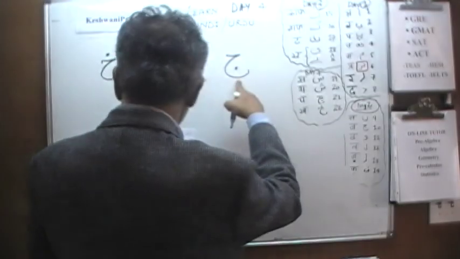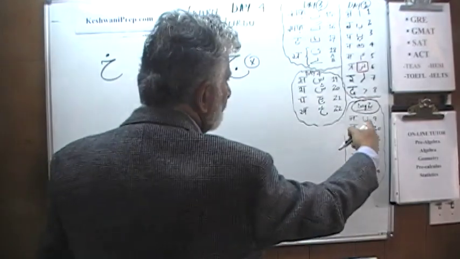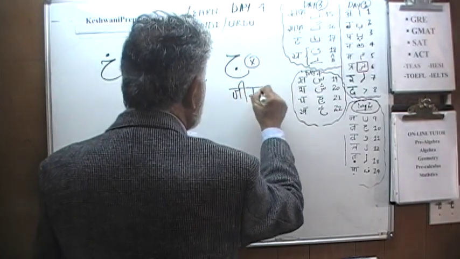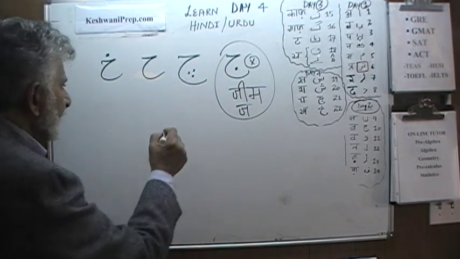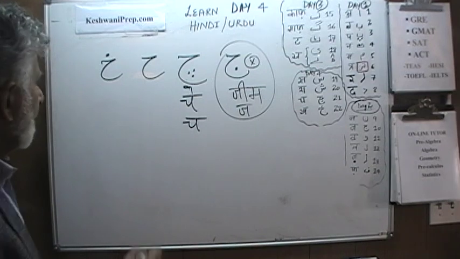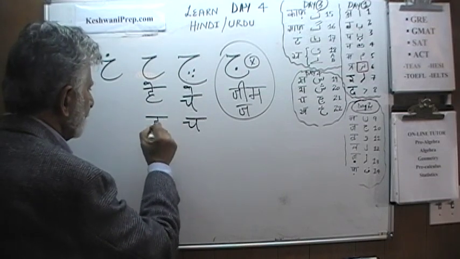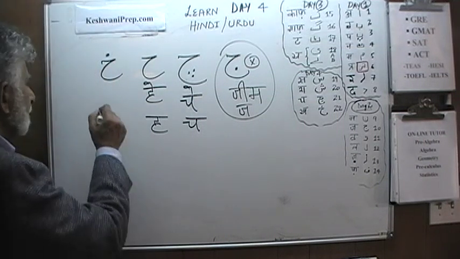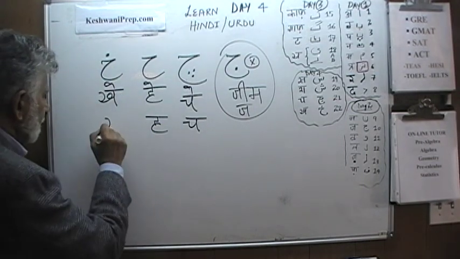Jim we have already learned on day number 2. This is called Jim, and this is your letter J. So we're not going to worry about it. The next one is called Che, and that's your letter Ch. This one is called He, and that's your letter H. And this one, I believe we learned it, maybe not. I know we used it before. This is called Khe, and this is your letter Kh.